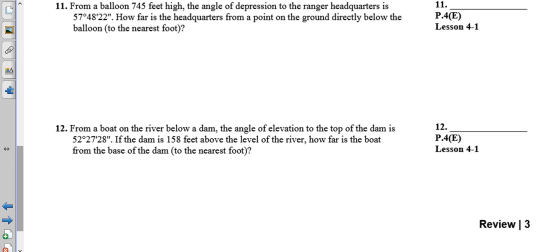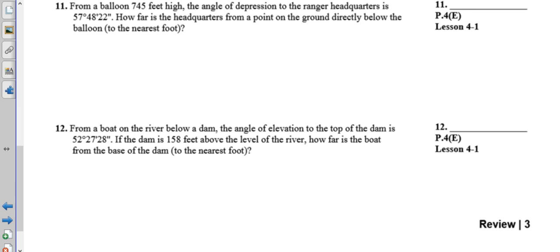From a balloon 745 feet high, the angle of depression to the Ranger headquarters is 57 degrees, 48 minutes, and 22 seconds. How far is the headquarters from a point on the ground directly below the balloon? This needs to be to the nearest foot. So there is a balloon 745 feet high.